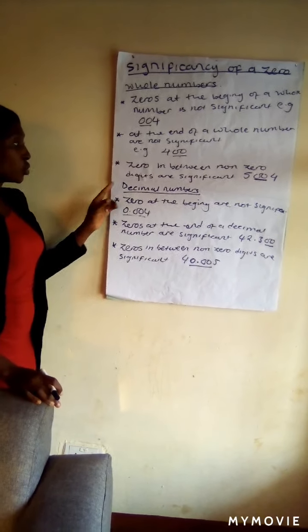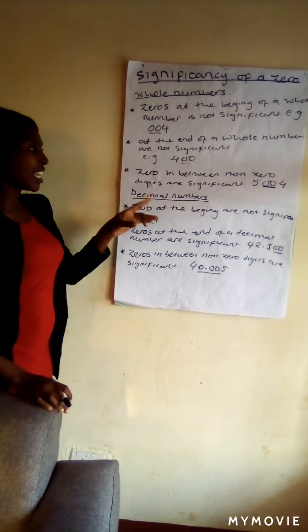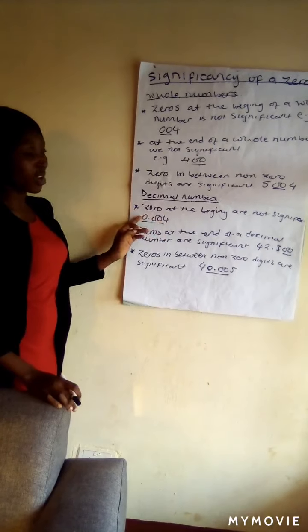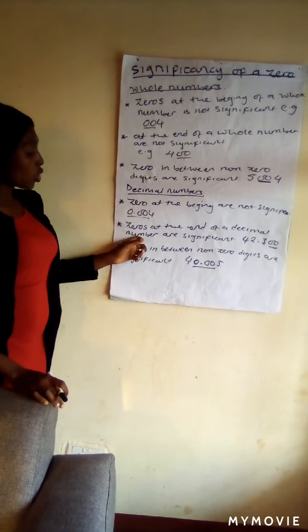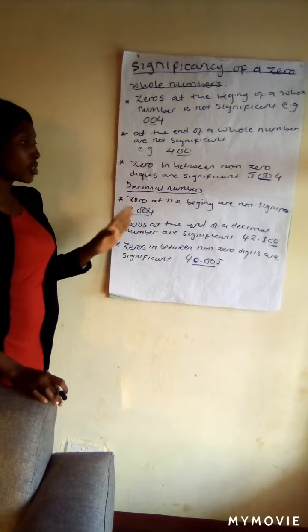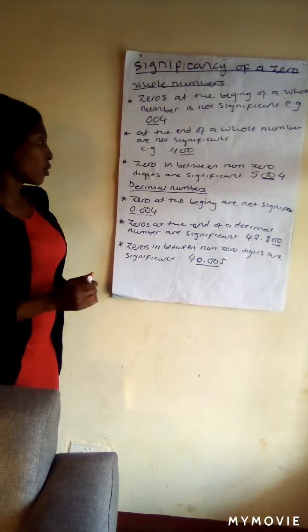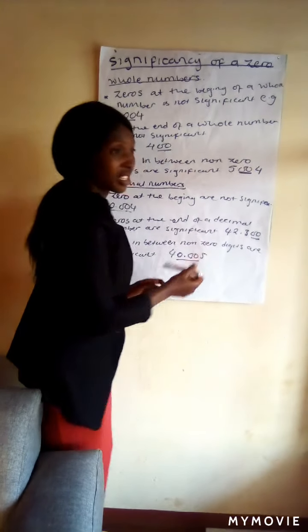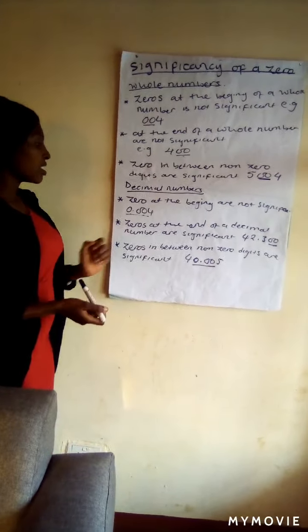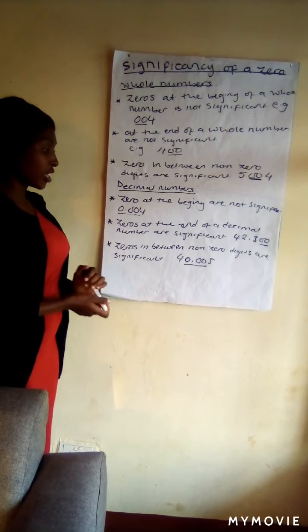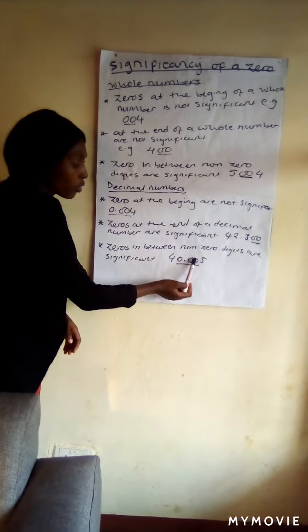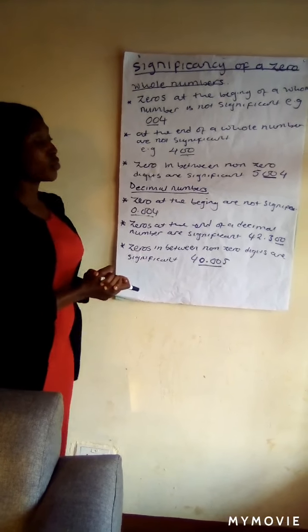That's with whole numbers. When I go to decimal numbers, zeros at the beginning are not significant, so I only have one significant number. These zeros in front are not significant. Zeros at the end of a decimal number are significant, meaning I have 1, 2, 3, 4, 5 significant figures there. Then zeros in between non-zero digits are significant, so I have 1, 2, 3, 4, 5 significant numbers, because zeros in between non-zero digits are significant. So this was the lesson for today.